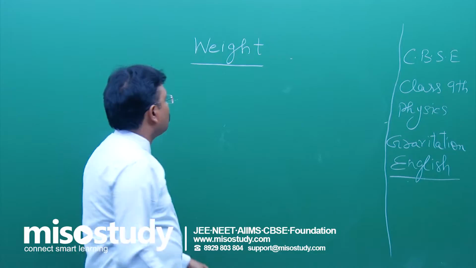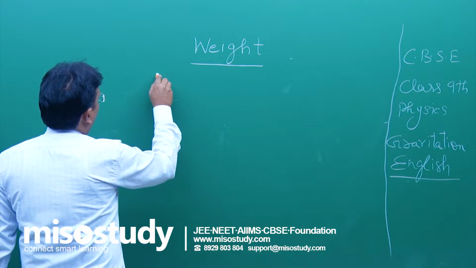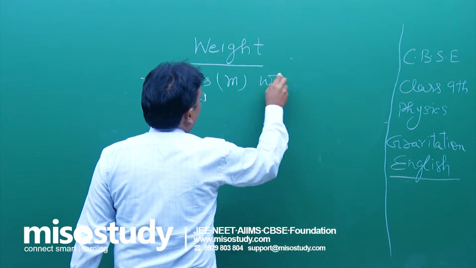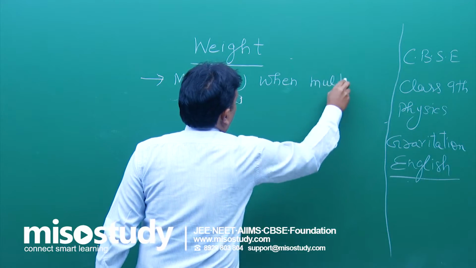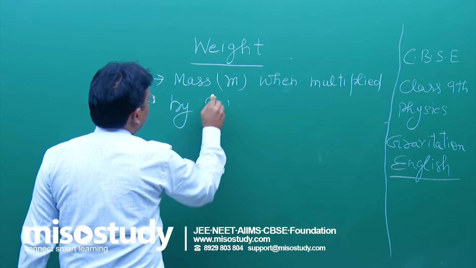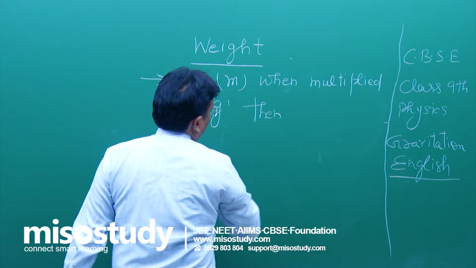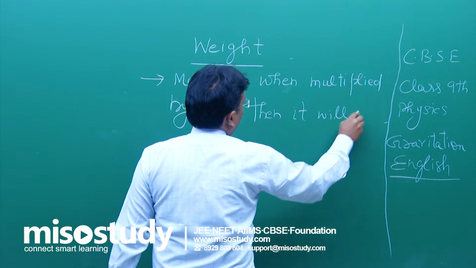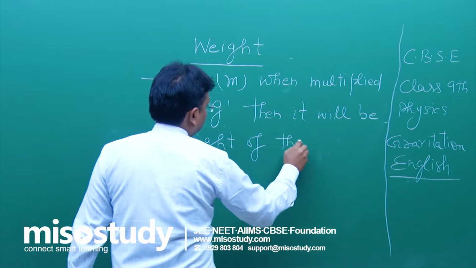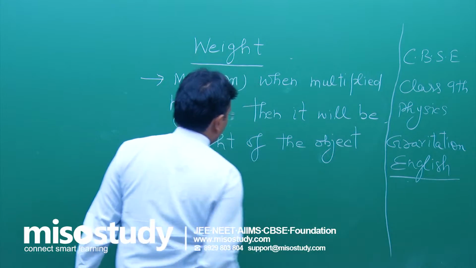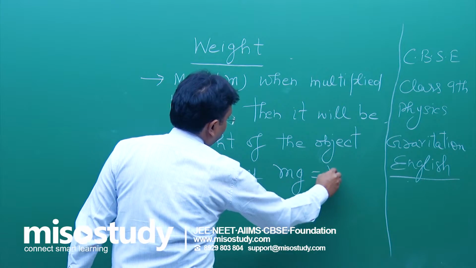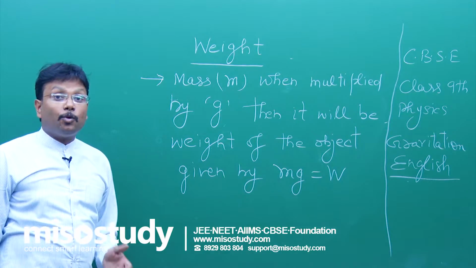Okay. So, I will say mass m, when multiplied by small g, then it will be the weight of the object, given by m into g is equal to w. I said it is a vector quantity. Why? Okay.